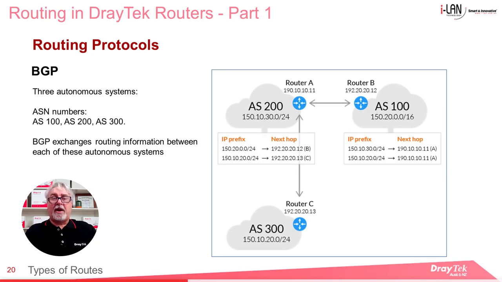Here we have a diagram of a network using BGP. We have three autonomous systems, which could be corporate networks, and each peer is assigned an autonomous system number, ASN, which BGP uses to uniquely identify each system and exchange routing information between them.